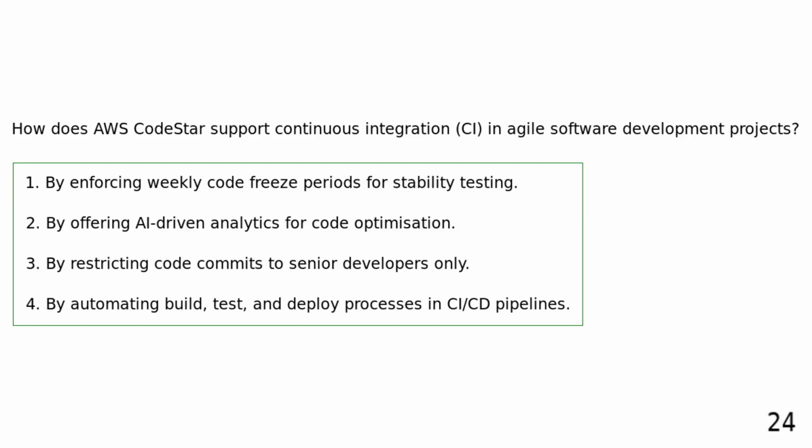How does AWS CodeStar support continuous integration in agile software development projects? By enforcing weekly code freeze periods for stability testing. By offering AI-driven analytics for code optimization. By restricting code commits to senior developers only. By automating build, test, and deploy processes in CI/CD pipelines.